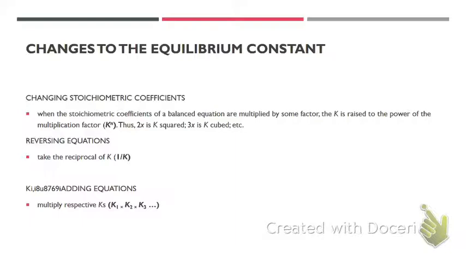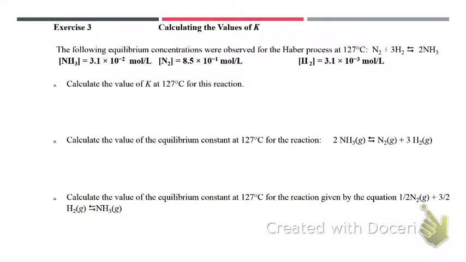Okay. And when you add reactions, you multiply the K values: K1 times K2 times K3 would give you the K value for the overall thing. So here we have the following equilibrium concentrations. They're saying these are equilibrium concentrations, so that is good. We have our reaction for the Haber process, which is the synthesis of ammonia. So it's 1 nitrogen, 3 hydrogen yield 2 ammonia. Calculate the value of K at 127. So let's go and do that.